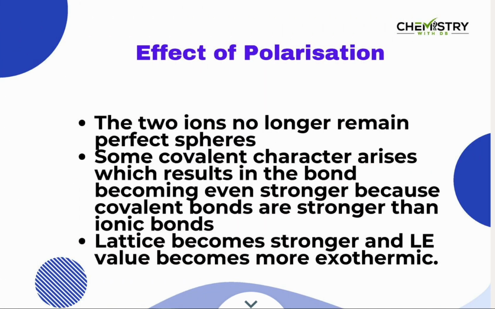Now moving further, what is the effect of polarization? What happens on account of this? The two ions no longer remain perfect spheres and some covalent character arises which makes the bond even stronger, and as a result the lattice enthalpy value becomes even more exothermic.